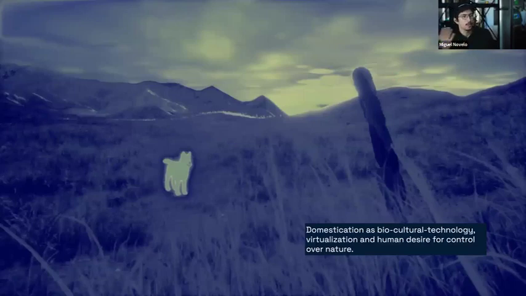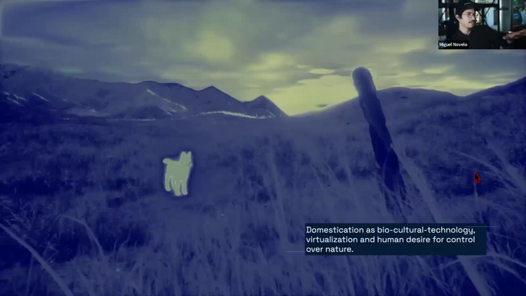So domestication as a biocultural technology, virtualization, a human desire for control over nature. I see dogs as a proxy to how we engage with nature, like these living forms that we have adapted to fulfill many of our needs. It's not necessarily a machine, but more like a living form that is more human now. I'm very inspired by how we see pets, this idea of pet, and how it works for us, and how pet or domestication is a form of technology rather than culture.